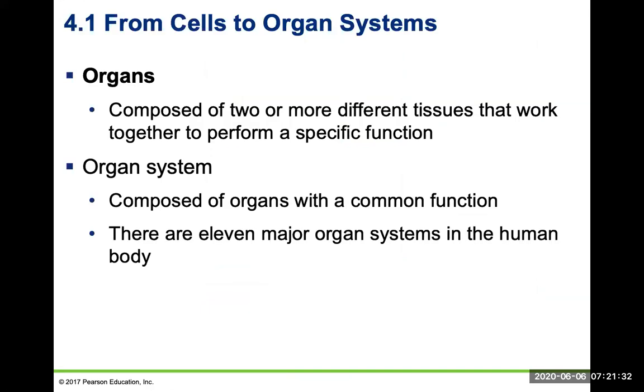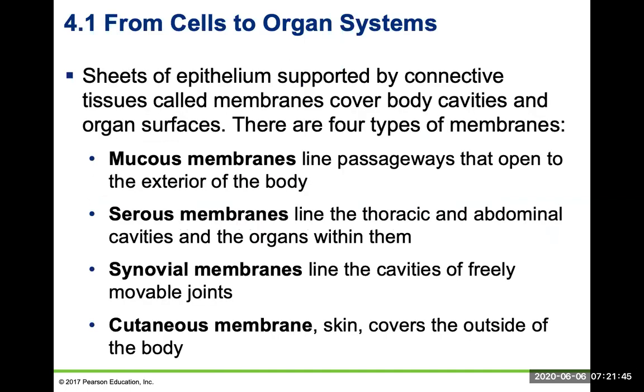Organs then are composed of 2 or more different tissues that work together to perform a specific function. And an organ system is composed of several organs with a common function. There are 11 major organ systems in the human body, and sheets of epithelium supported by connective tissues called membranes cover your body cavities and organ surfaces.